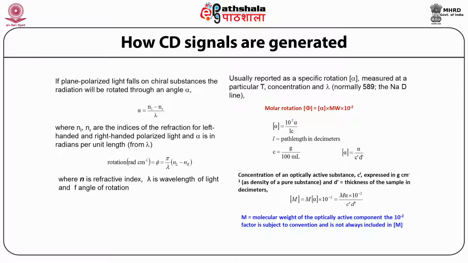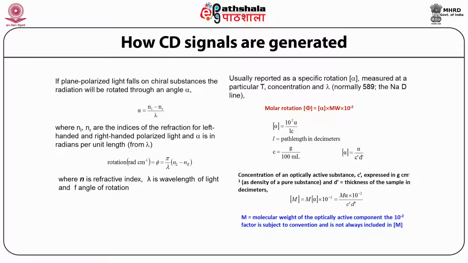So you can understand that if plane polarized light falls on chiral substances, the radiation will be rotated through an angle alpha, which is given as alpha equals (n_L minus n_R) divided by lambda, where n_L and n_R are the indices of refraction of the left-handed and right-handed polarized light, and alpha is in radians per unit length. So the rotation phi is given as pi by lambda times (n_L minus n_R), where n is the refractive index, lambda is the wavelength of light, and theta is the angle of rotation.